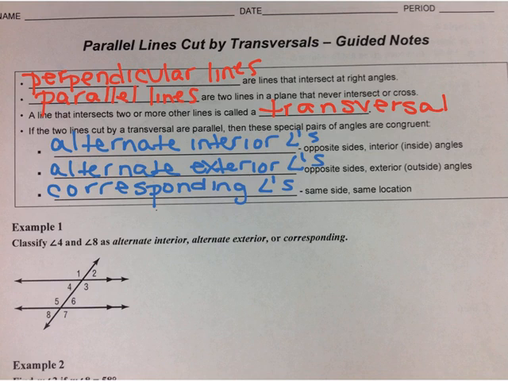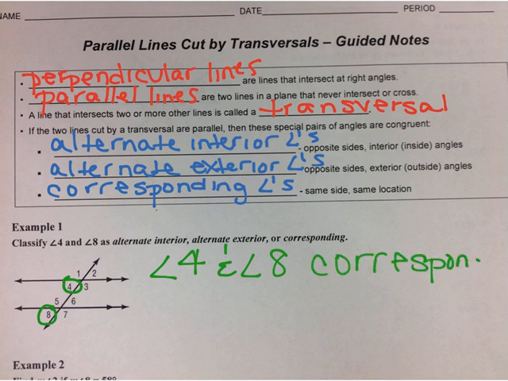So example 1 says classify angle 4 and angle 8 as alternate interior, alternate exterior, or corresponding. Alright, so first let's look at angle 4, which is right here, and angle 8, right here. Okay, so angle 4 and angle 8 are going to be corresponding angles. Alright, they're corresponding angles because they're in the same location and they're on the same side of the transversal.